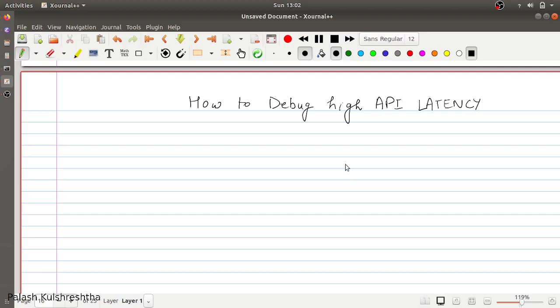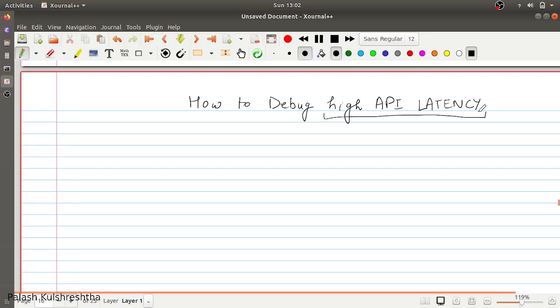Hi friends, today we are going to discuss another debugging topic of encountering high latencies. So as you already know, by API we mean HTTP API, and latency is the time taken by the HTTP API to give us a response. It is time taken. So how will we go about debugging high API latencies?